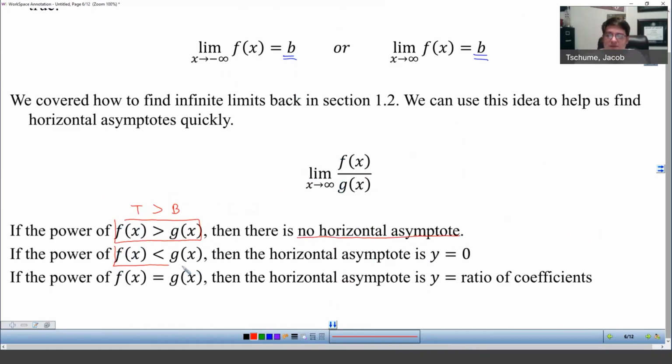If the power of f of x is less than g of x, so that means your top is less than your bottom, or you can read that as your bottom is bigger than your top, then your horizontal asymptote will always be y equals 0. And finally, the one you might have to do a little bit of work on, if the power of f of x and g of x are the same, so if your top equals your bottom, then the horizontal asymptote, if you remember, will be y equals the ratio of coefficients. And those ratio of coefficients come from the highest power on top and bottom of your function.